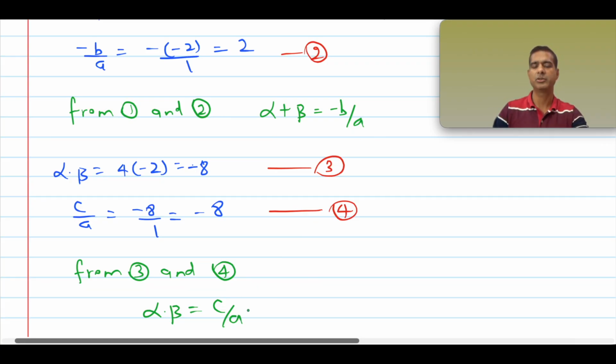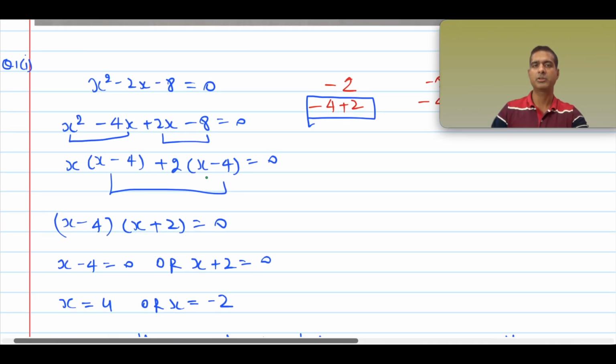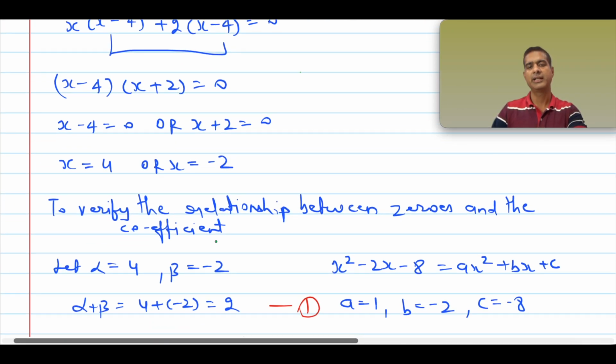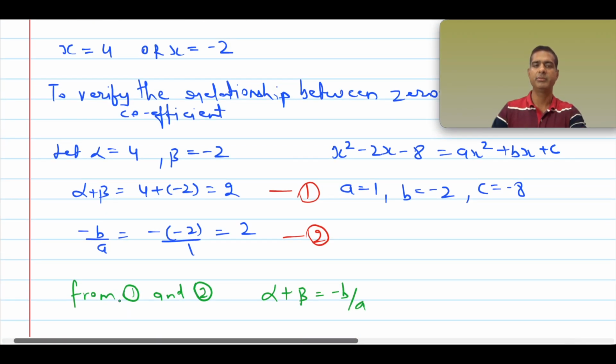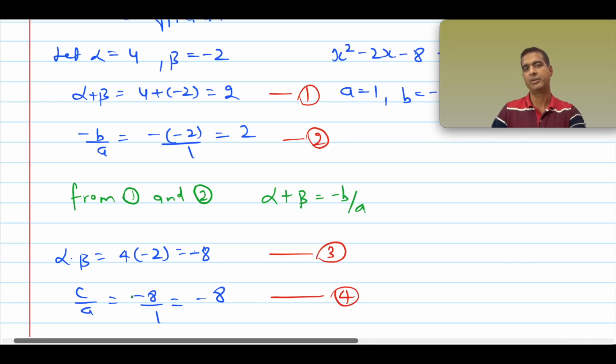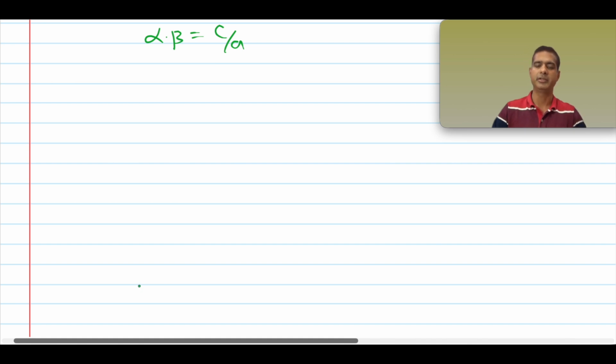So from these two statements, we verified that alpha plus beta is equal to negative b by a and alpha into beta is equal to c by a, where b is the coefficient of x, a is the coefficient of x square, and c is the constant term. So in this way, we can solve such type of questions. To find the roots, we first factorized the quadratic equation by splitting the middle term, and then we found its zeros, then we found the sum of the zeros and product of the zeros, and verified that with negative b by a and c by a respectively. So this was an easy question just to see the application of the concepts which we learned.